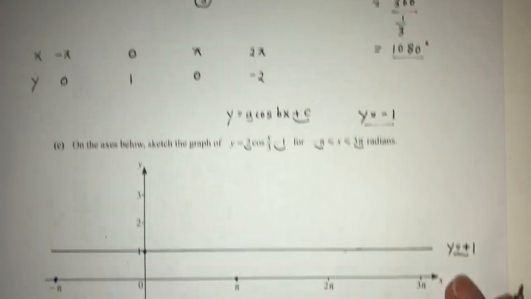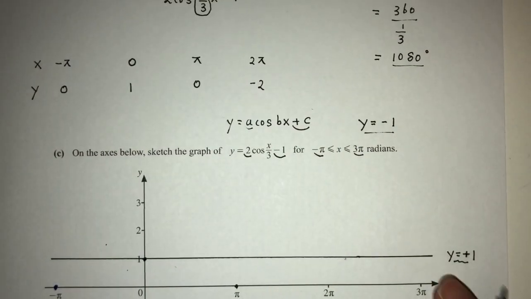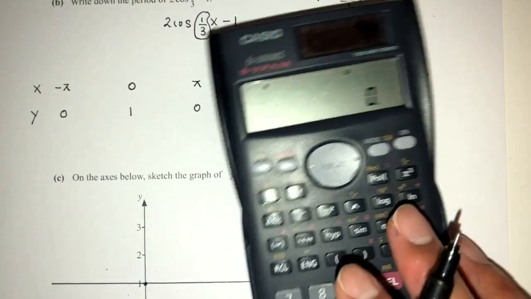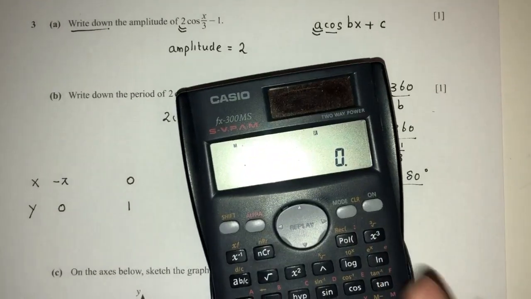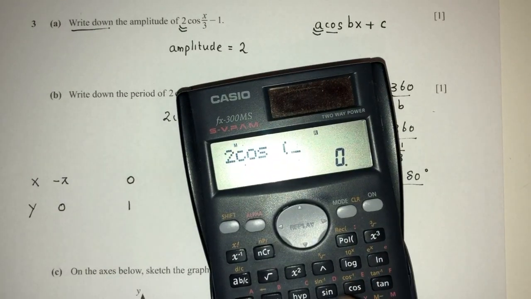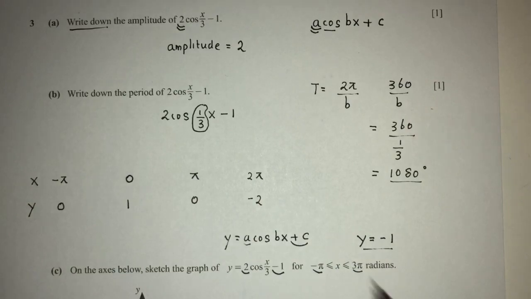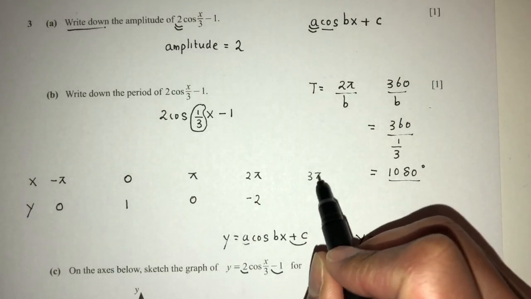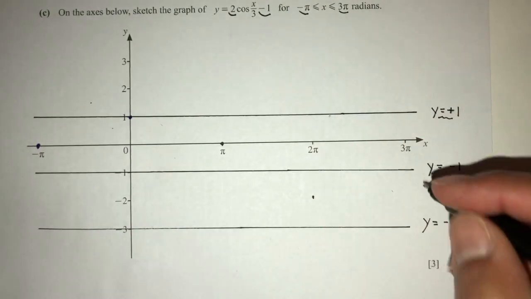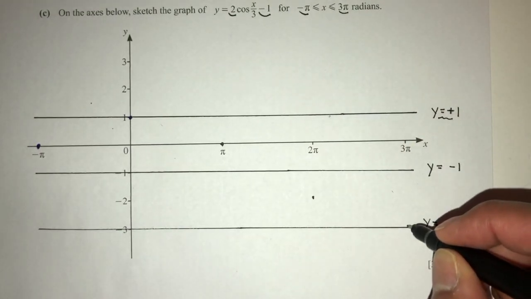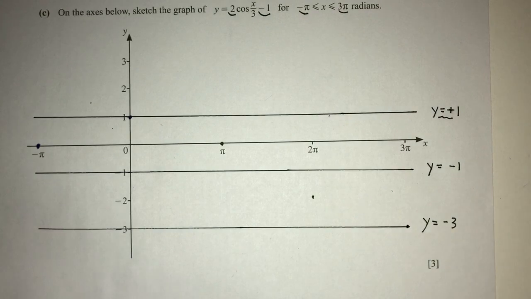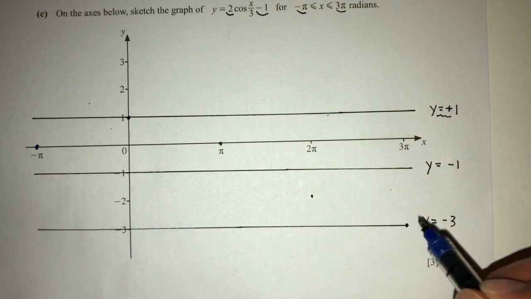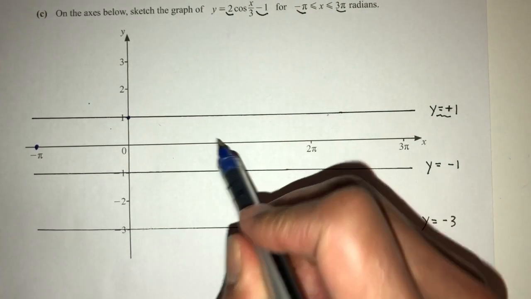Okay. And the next one is 3 pi. So let's see. We have 2 cos of 3 pi over 3 minus 1. That will be minus 3. So 3 pi will be minus 3, right here. As you can see, we have this point, this point, this point, this and this.